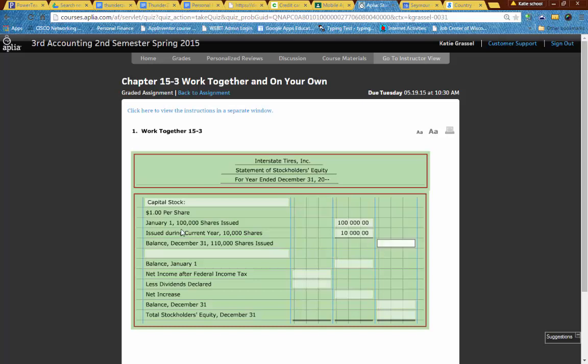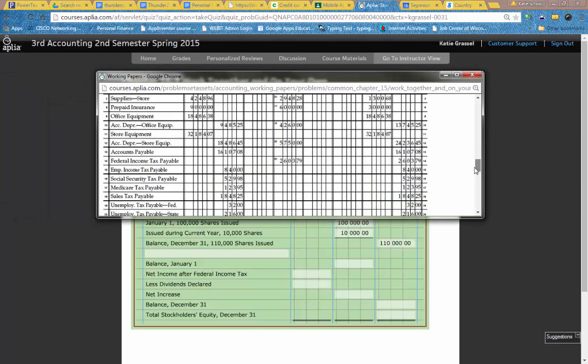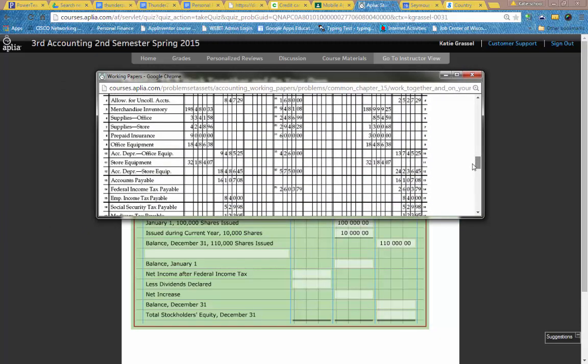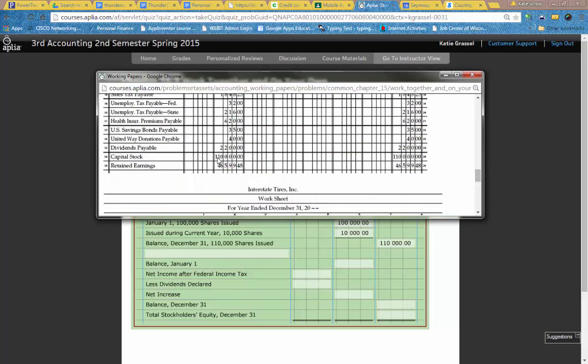So what is our total balance of capital stock? 110,000. Now, if I look at my worksheet, look at my worksheet right here. Capital stock, what's my value? 110,000. So if on your worksheet you have capital stock of that value, it needs to be the same there. Does that make sense? They have to match. And you're just showing how you got that 110,000.